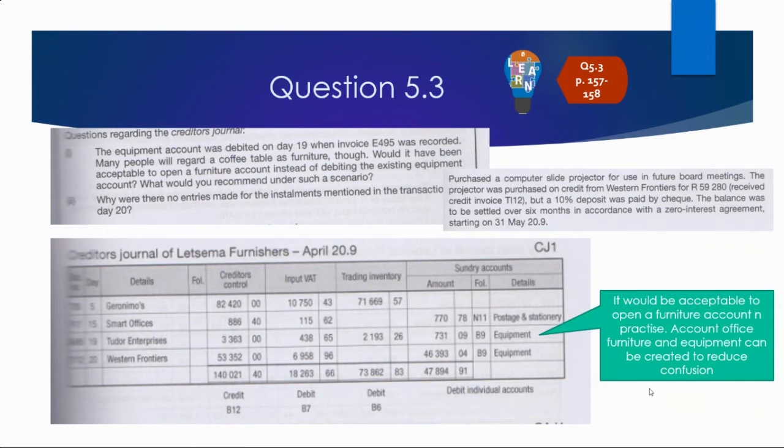So what do you think is the reason that we have not included the installment in our journal as shown on the screen?